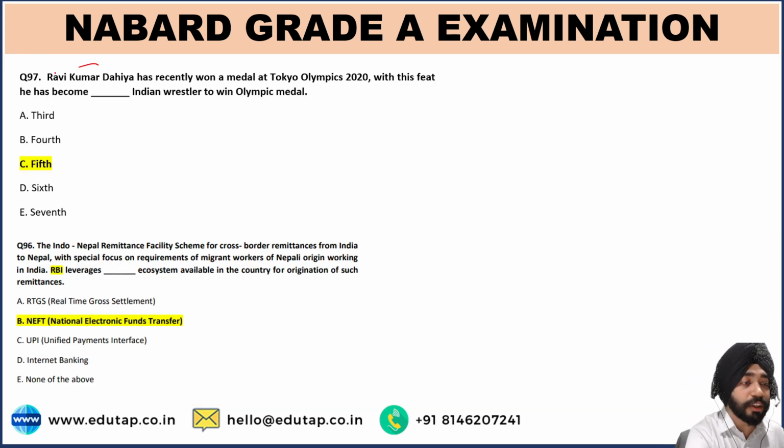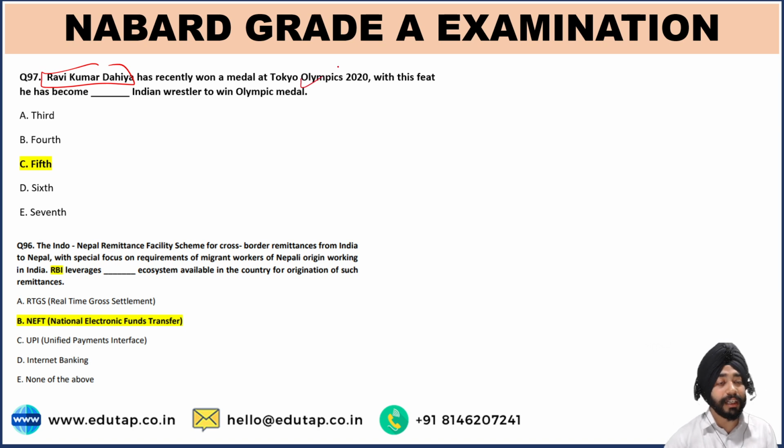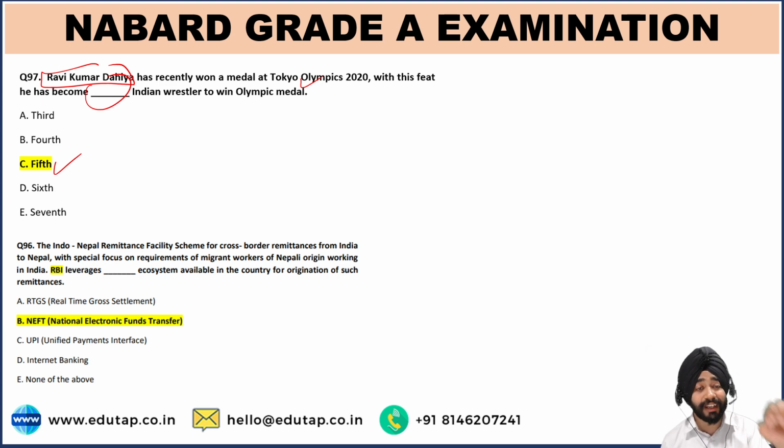See, Ravi Kumar Dahiya has won a medal in the Tokyo Olympics. This is common news that we prepare. If you have just read the heading, you know only this specific thing. But what they asked in the question is which Indian wrestler he has become, for which you need a thorough understanding of current affairs. That is what I am saying to you. Thoroughly prepare the current affairs, not just the heading. Thoroughly go through the topic. If any milestone has been achieved, prepare it thoroughly.